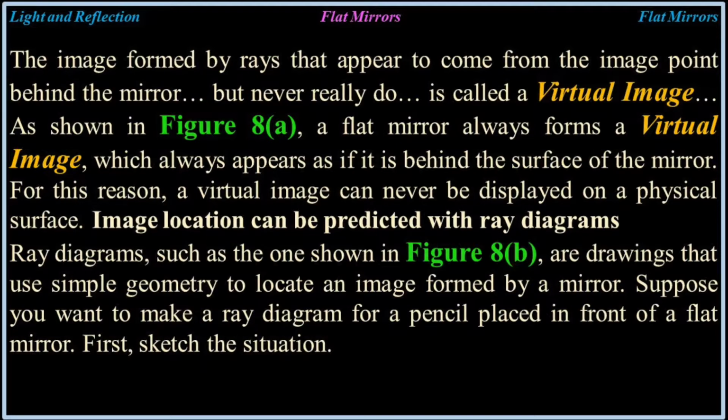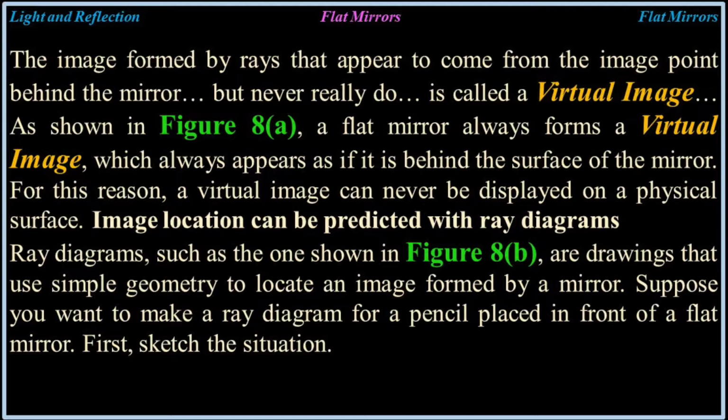The image formed by rays that appear to come from the image point behind the mirror, but never really do, is called a virtual image, as shown in figure 8a. A flat mirror always forms a virtual image, which always appears as if it is behind the surface of the mirror. For this reason, a virtual image can never be displayed on a physical surface. Image location can be predicted with ray diagrams.